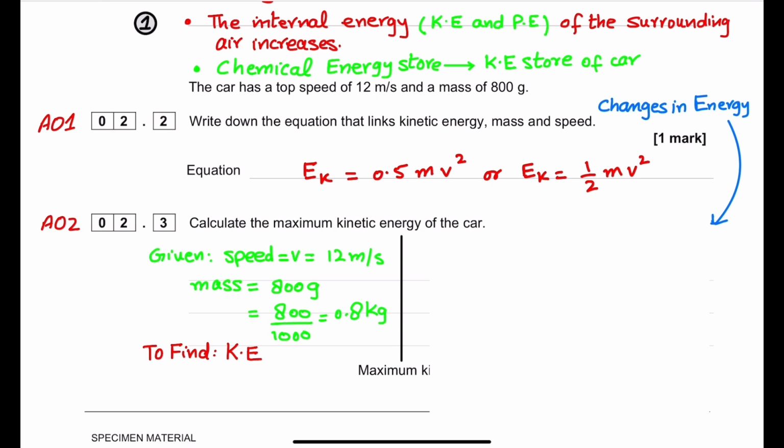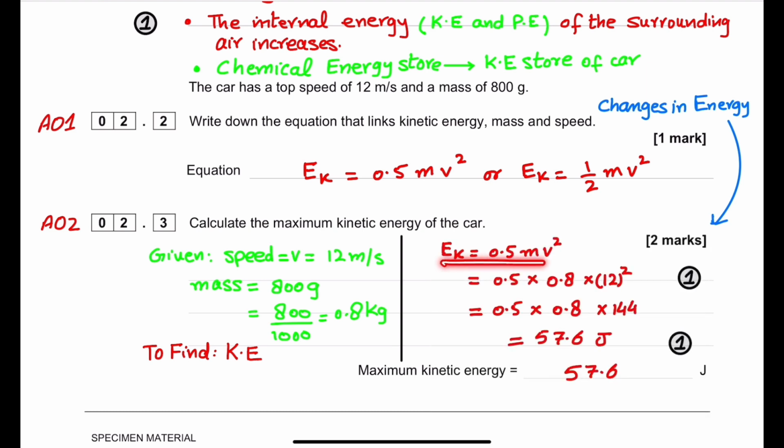We need to find the kinetic energy. We will use the above equation, Ek equal to 0.5 mv squared, and we can find the kinetic energy of the car. Let's see the model answer.